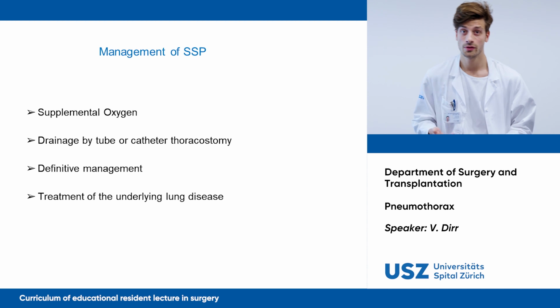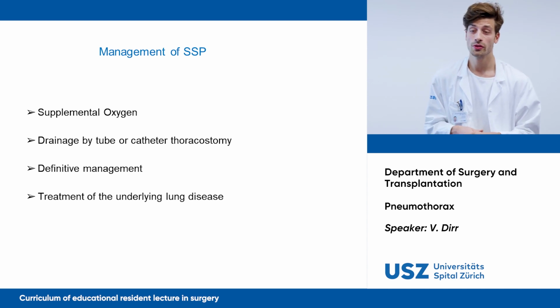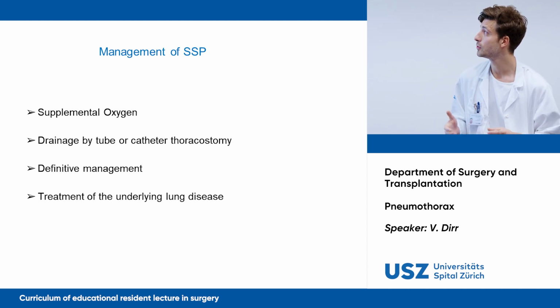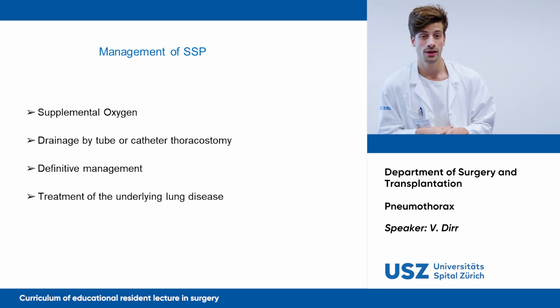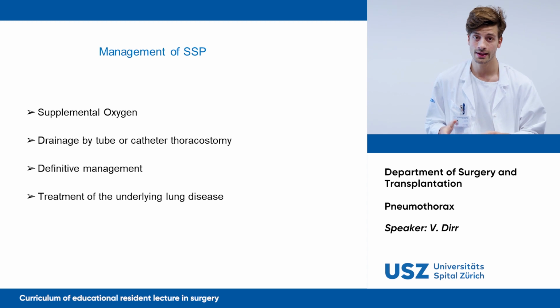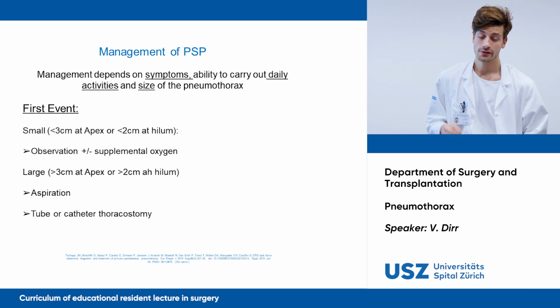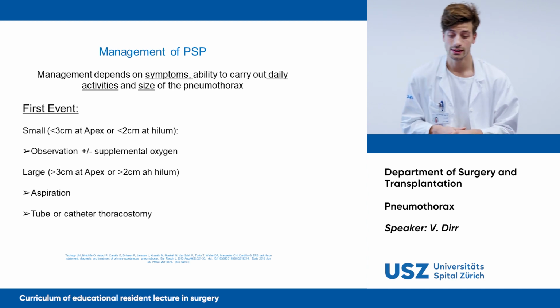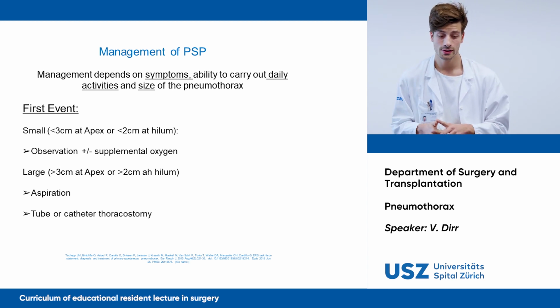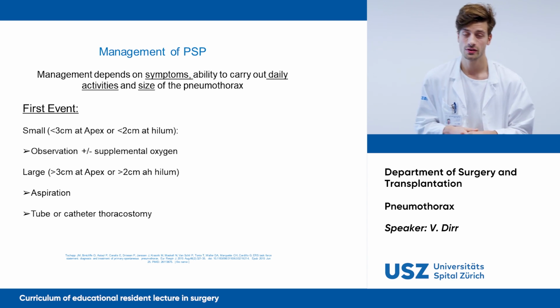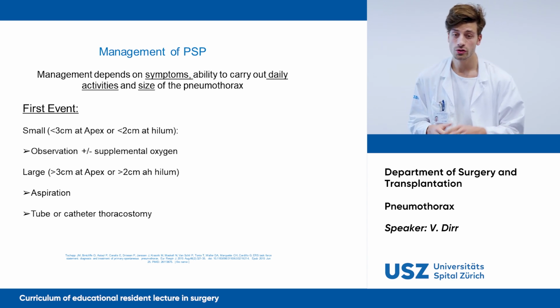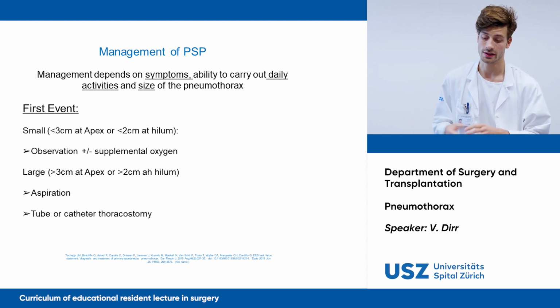So in the case of management of a secondary spontaneous pneumothorax, in almost all cases we need supplemental oxygen, we need a chest drain, a definitive management. I will come to that later on in a little bit more detail. And we have to treat the underlying pulmonary disease. In case of a primary spontaneous pneumothorax, the management depends on the symptoms, the ability to carry out daily activities, the patient's preference, and also the size of it. Usually the symptoms and the size correlate.